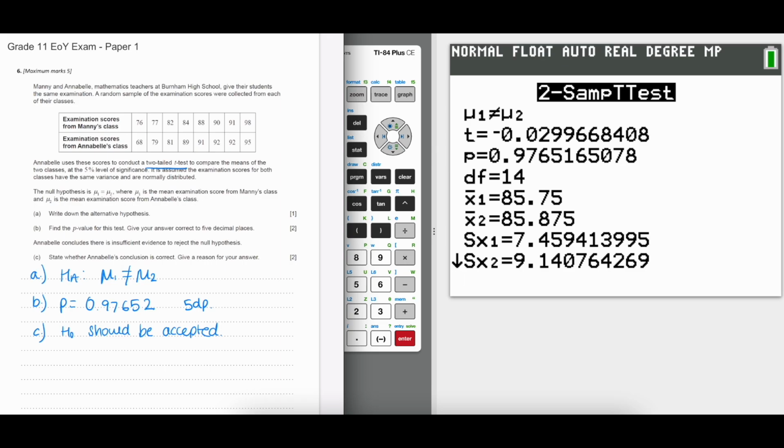And therefore Annabelle is correct. And if you need to give a reason, then you can say that the p-value, which is 97.6%, is much bigger than the significance value, which is 5%. And therefore Annabelle was correct in saying that H0, the null hypothesis, is to be accepted.